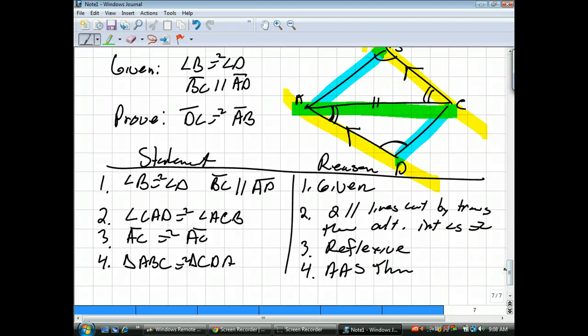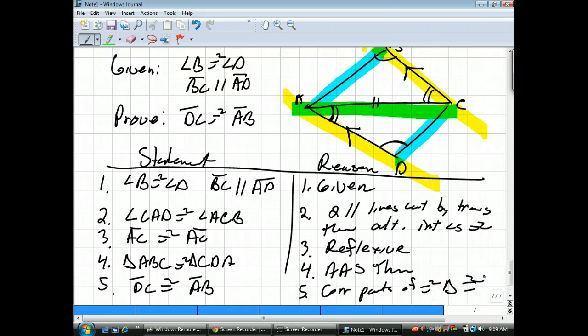Okay? And so then if the triangles are congruent, then their parts have to be congruent. Corresponding parts have to be congruent. So then I can say segment DC is congruent to segment AB because corresponding parts of congruent triangles are congruent. And we're done. We have proved that they are congruent.